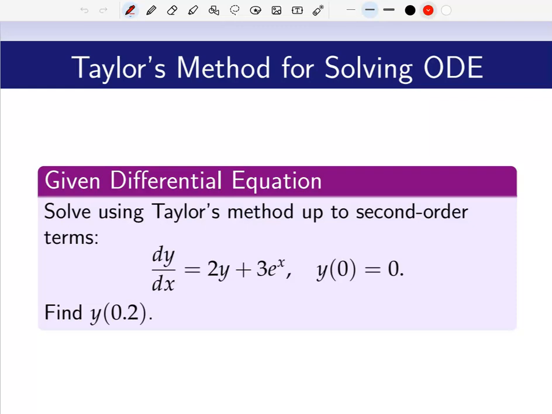Today I am going to talk about Taylor's method for solving ordinary differential equations. Given the differential equation dy/dx = 2y + 3e^x, we have to solve it using Taylor's method up to the second order term. The initial condition is given: y at x = 0 is 0.